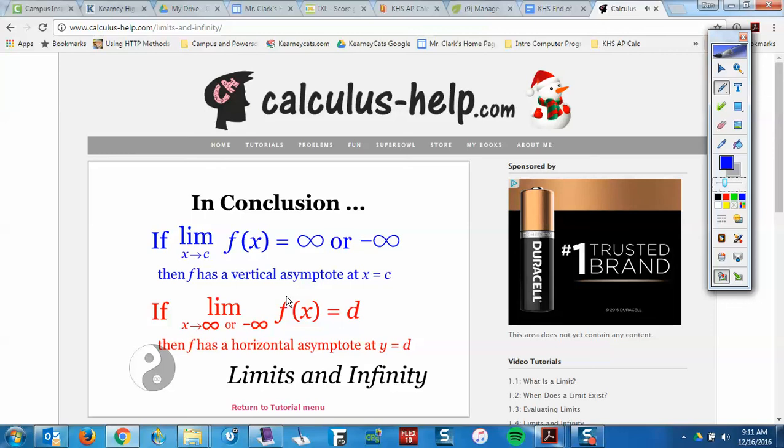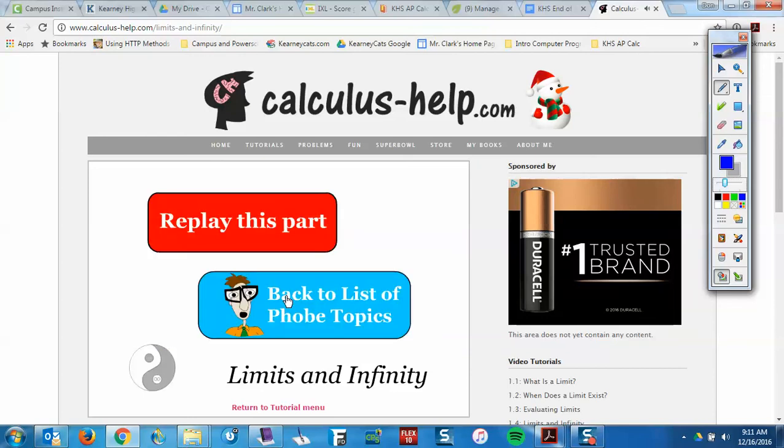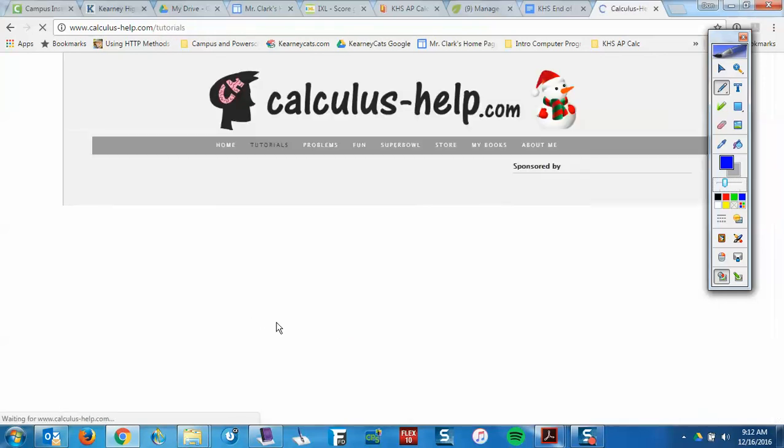One word of caution. When we say that a limit equals infinity, we're actually saying that the limit technically does not exist, because limits have to be a real number. Therefore, it might be more enlightening to say that the limit does not exist because it increases infinitely, rather than saying that the limit equals infinity. Exactly. See, there's a skull and crossbones and everything there. Dangerous, dangerous. Okay, so that is the idea there.